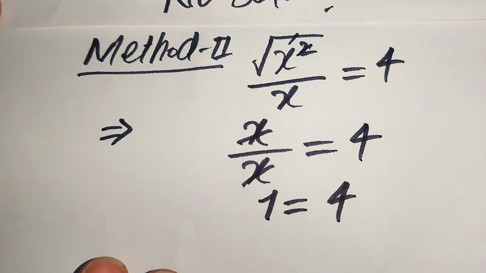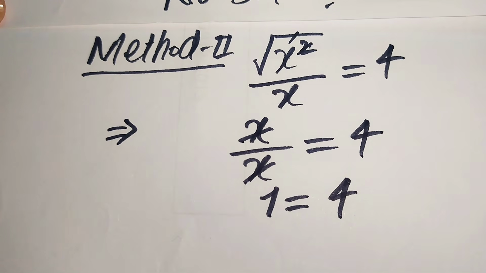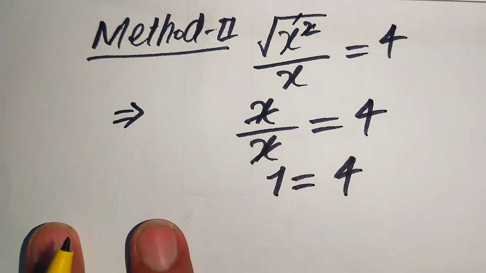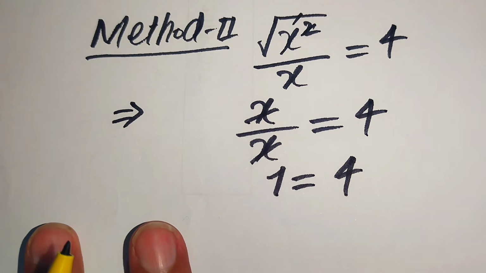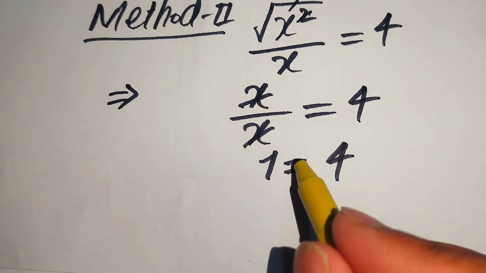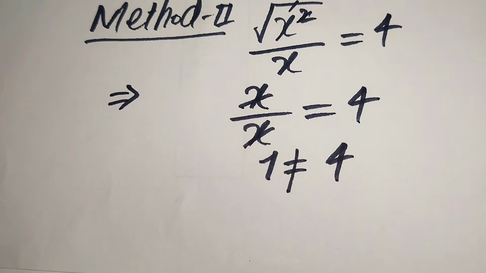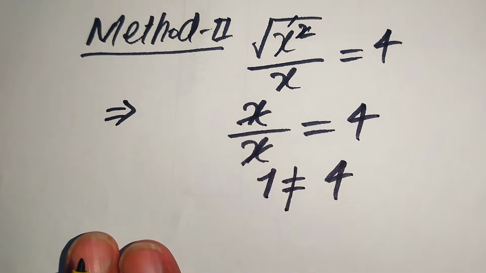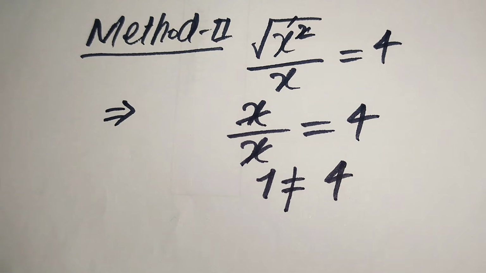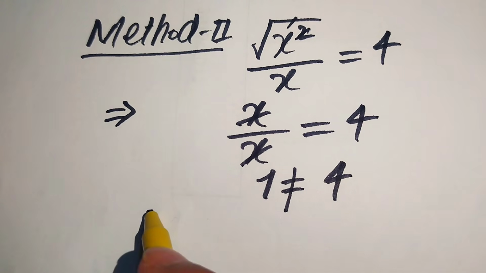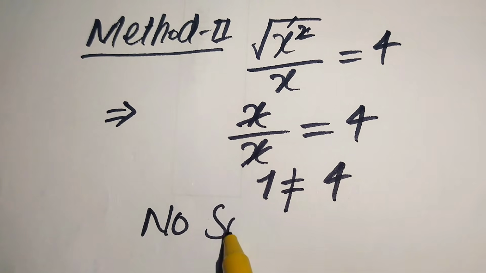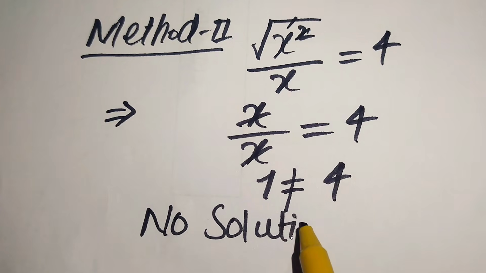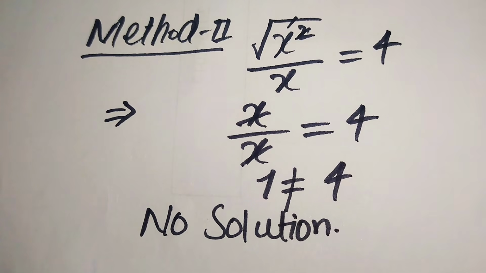So 1 equal to 4 concludes that 1 is not equal to 4 in general, because these two are different values. These two are not equal in general. This means that in the second method we cannot get any value of x which satisfies our given question statement. So we finally conclude that this question has no solution, because here the value of x does not exist. So this question has no solution.